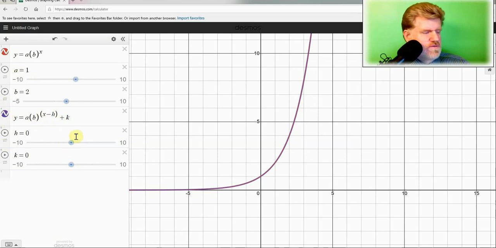What happens when I change the h value? Remember, the h value is affecting the x value. Now, it might look like it's flattening out, but what it's really doing is just moving left and right. That is all that it is. It's moving left and right. And of course, the k value, which affects the y, is going to move it up and down.